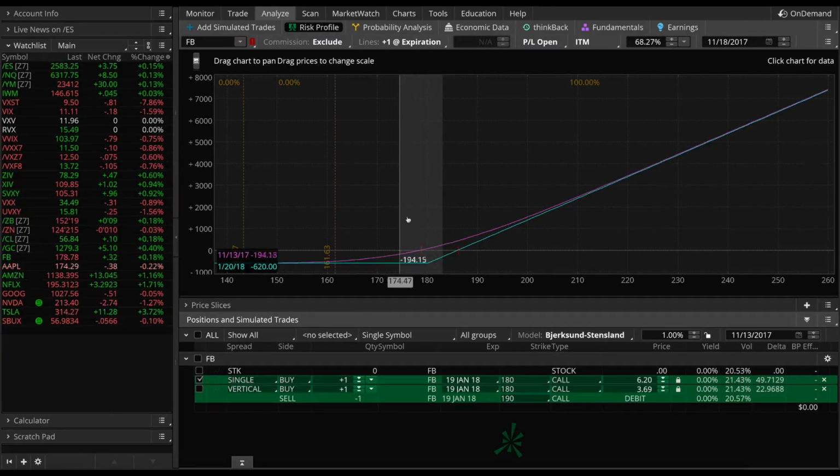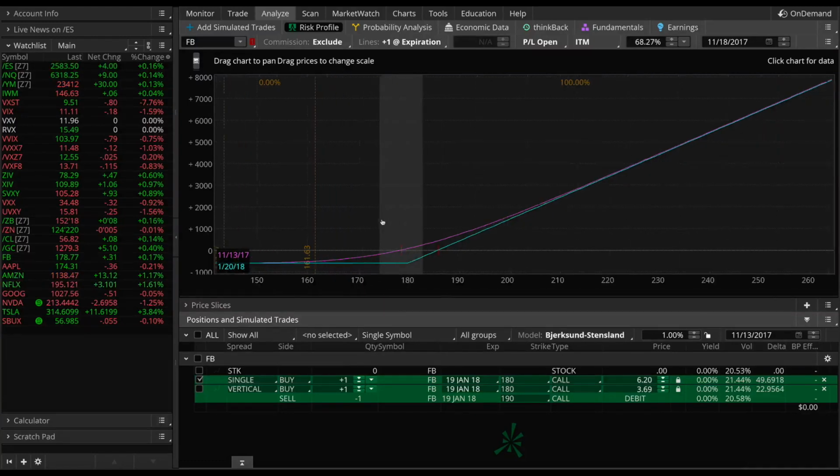As we can see here on the lower left-hand part of this chart, it says minus 620. That is the expiration P&L of this strategy based on the stock price that I'm hovering over. At any price below $180, the loss at expiration will be $620, because that 180 call will expire worthless, and since we paid $6.20 for it, we'll lose $6.20 per contract, which in actual P&L terms is a loss of $620.